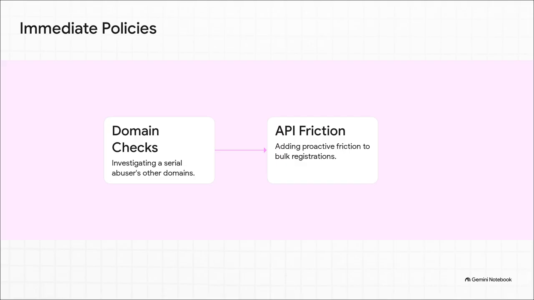First, associated domain checks. This means if a registrar catches abuse on one domain, they must investigate other domains registered by that exact same malicious actor. Second, restricting API access. This adds proactive friction to bulk registration tools, basically slowing down the automated deployment of abusive infrastructure at the source until an identity is verified.